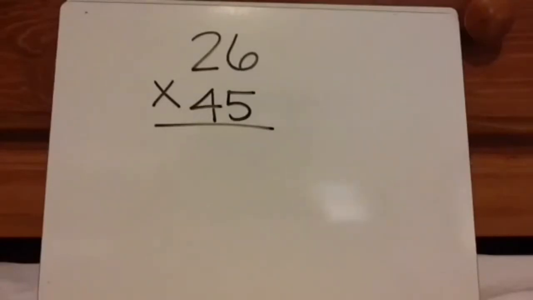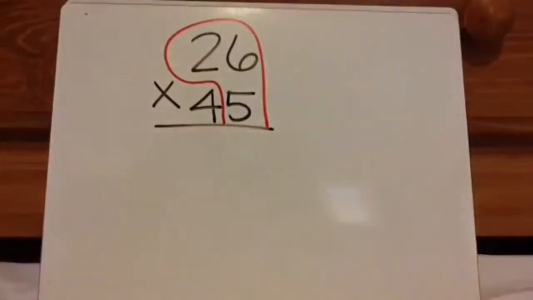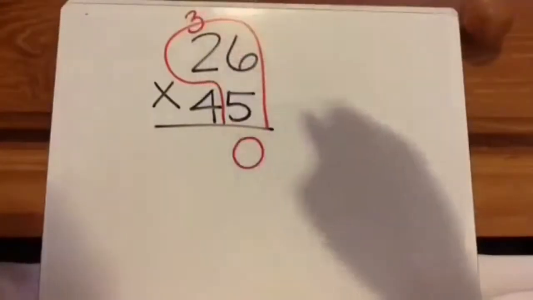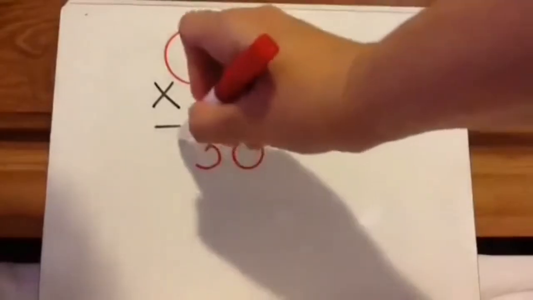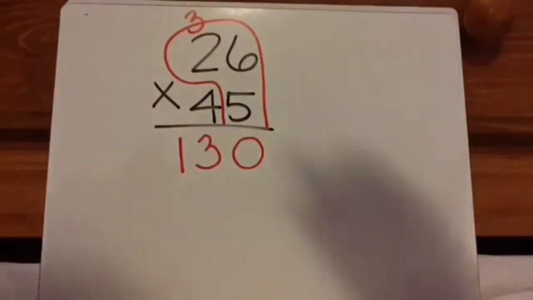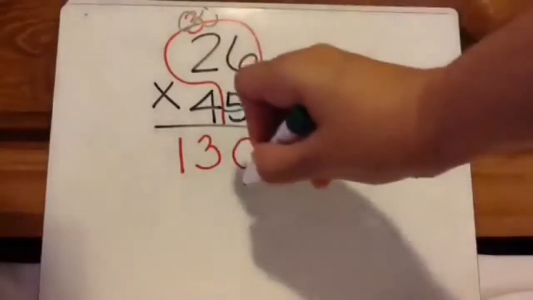Step 1 is draw the turtle and multiply 26 times 5. 6 times 5 is 30. Carry the 3. 5 times 2 is 10 plus 3 is 13. Okay. Step 2 is give it a bow tie, give it a collar, lay an egg.